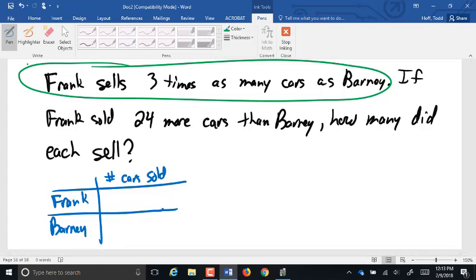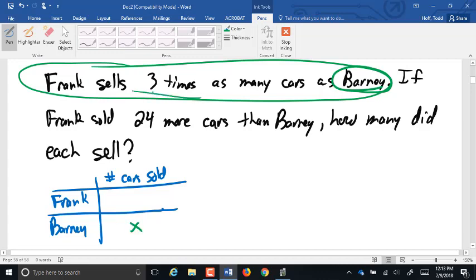So what that implies is that we have to know the amount that Barney sold first. So the number that Barney sells will be X. Frank sold 3 times as many, so that's going to be 3X for Frank.